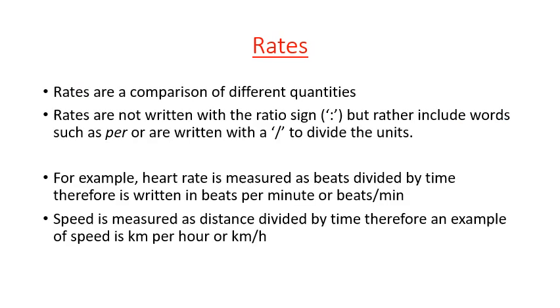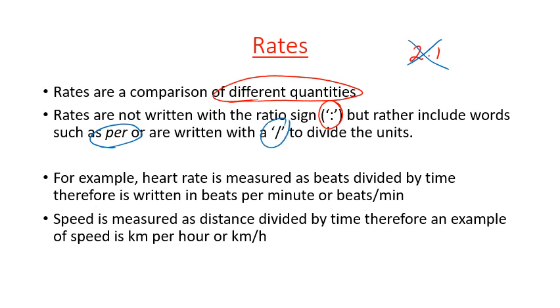So as we've just stated, rates are a comparison of different quantities, not the same. So that's how they differ to ratios. Rates are not written with our ratio sign. Remember that ratios were written as, for example, 2 to 1, with a little double dot. But rates aren't done like that, so that's actually incorrect for a rate. A rate would be using words such as per or a symbol like a divide symbol.